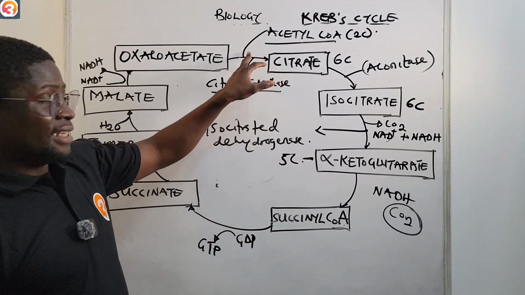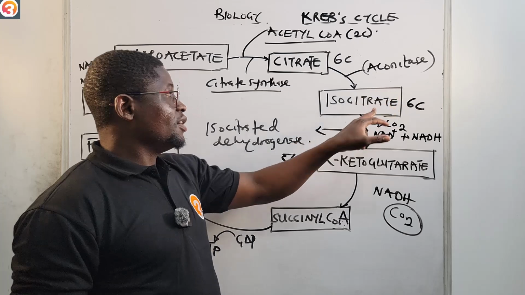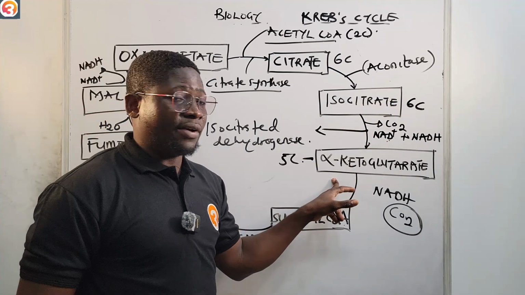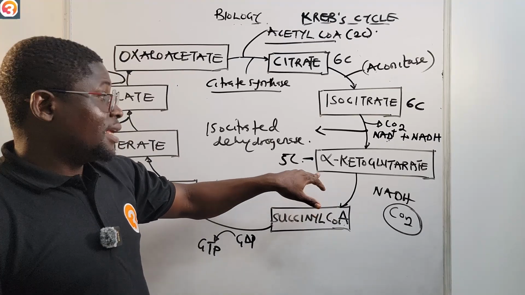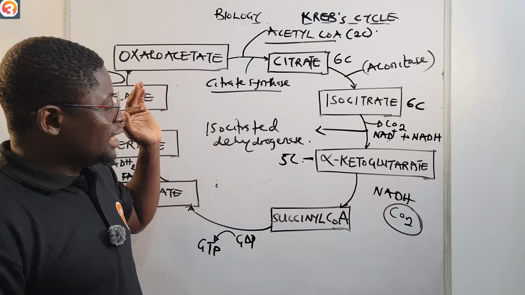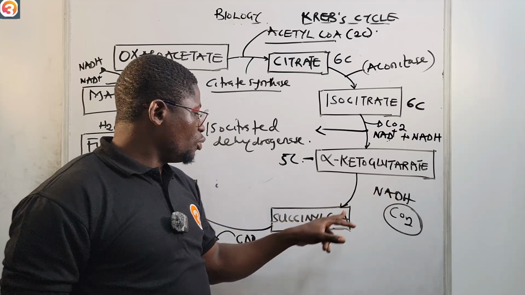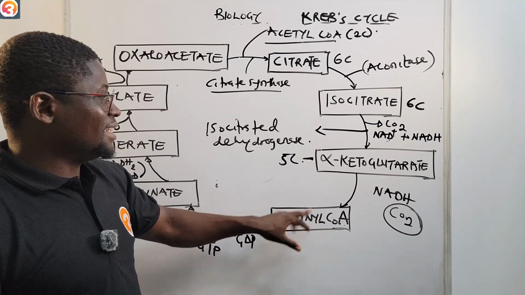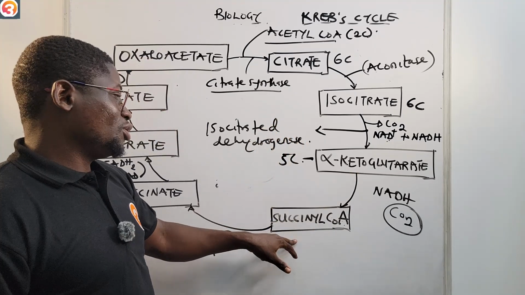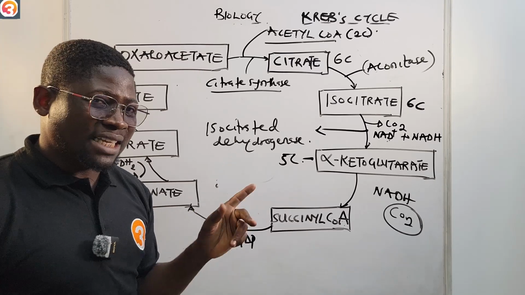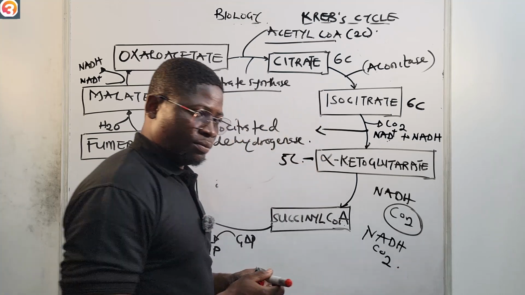So from acetyl coenzyme A to citrate is citrate synthase, from citrate to isocitrate is aconitase, and from isocitrate to alpha ketoglutarate is isocitrate dehydrogenase. Your alpha ketoglutarate has 5 carbons. The next stage is the oxidation of alpha ketoglutarate to succinyl coenzyme A. This process also produces NADH and CO2. Please take note of that.